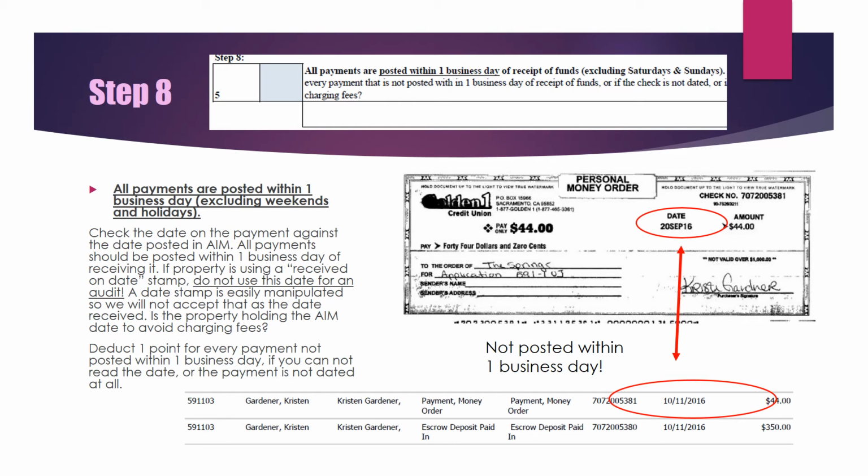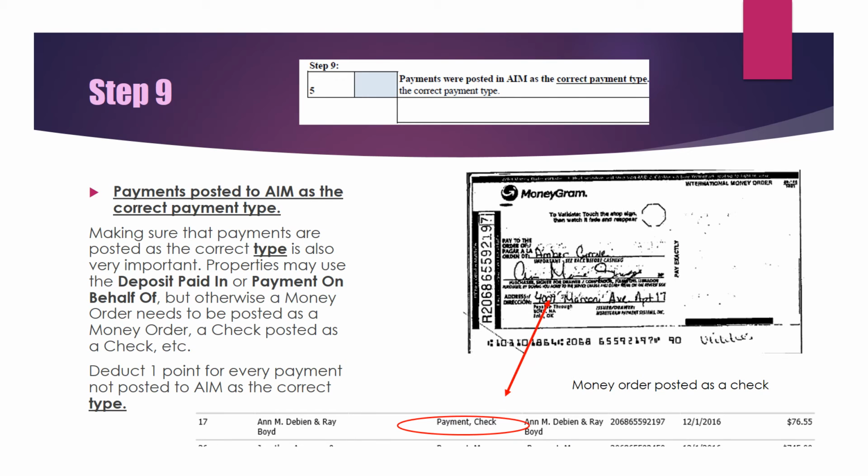Deduct 1 point for every payment not posted within 1 business day if you cannot read the date or the payment is not dated at all. Step 9. Payments posted to AIM as the correct payment type. Making sure that payments are posted as the correct type is also very important. Properties may use the deposit paid in or payment on behalf of, but otherwise a money order needs to be posted as a money order, a check posted as a check, etc. Deduct 1 point for every payment not posted to AIM as the correct type.